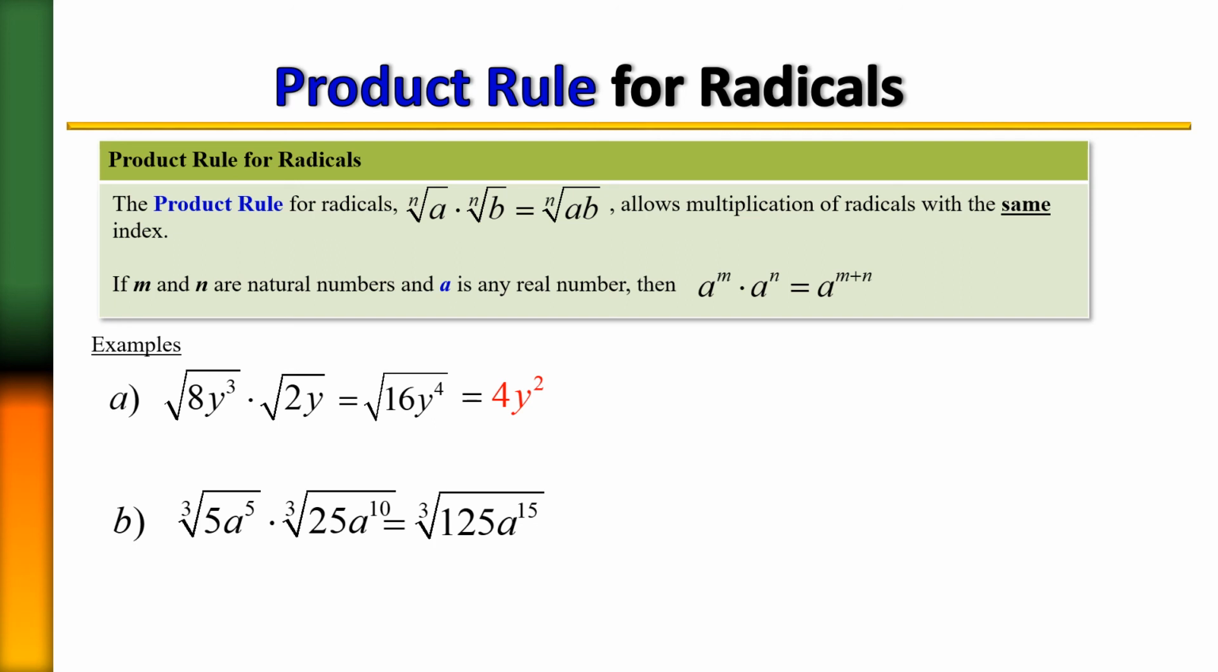And now all we have to do is find that root. And this is a perfect cube root because the cube root of 125 is 5. And the cube root of a to the 15th is a to the 5th. So your answer is 5a to the 5th.